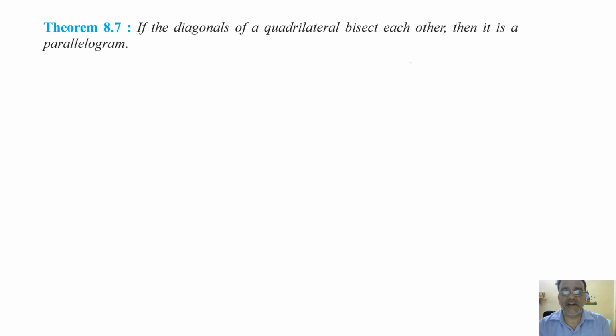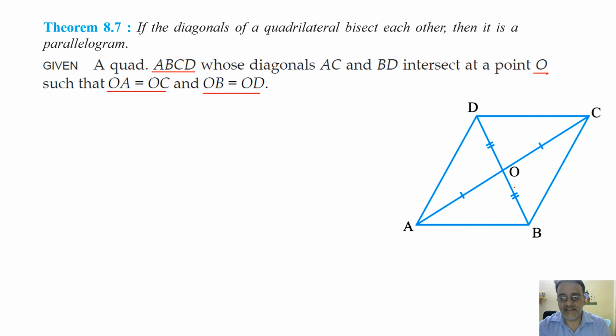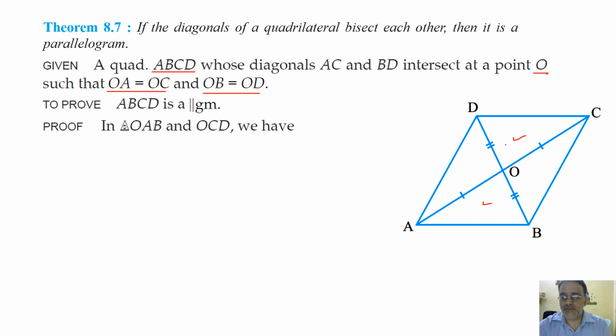Now theorem 8.7: if the diagonals of a quadrilateral bisect each other, then it is a parallelogram. This is the converse of theorem 8.6. So what is given is a quadrilateral ABCD whose diagonals intersect at O and bisect each other. That is, OA is equal to OC and OB is equal to OD is given. So now we will prove these two triangles congruent.